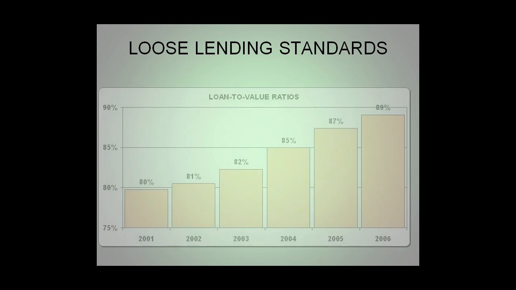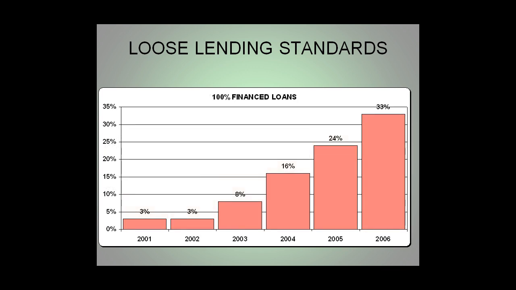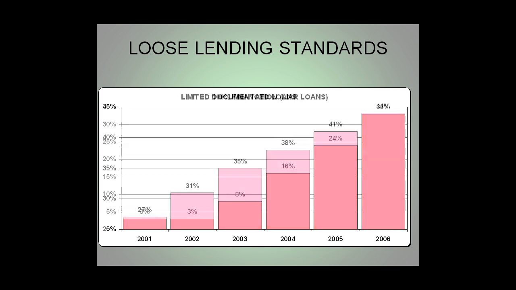Let's talk about what got us into this mess. This is in the newspaper every day, but it's easy to forget the real numbers that took place on the ground. Look at loan-to-value ratios in the 2001 to 2006 time period. Those ran up from 80, which used to be considered a real conventional loan-to-value ratio, to 89 in that time frame. The number of 100% finance loans was really limited to government programs in 2001 and 2002, but grew to nearly a third of the market action by 2006.